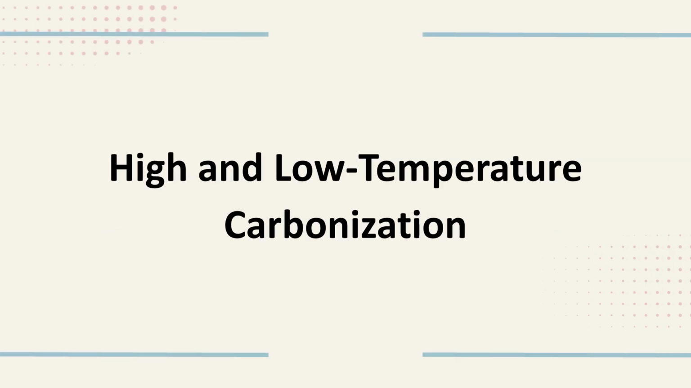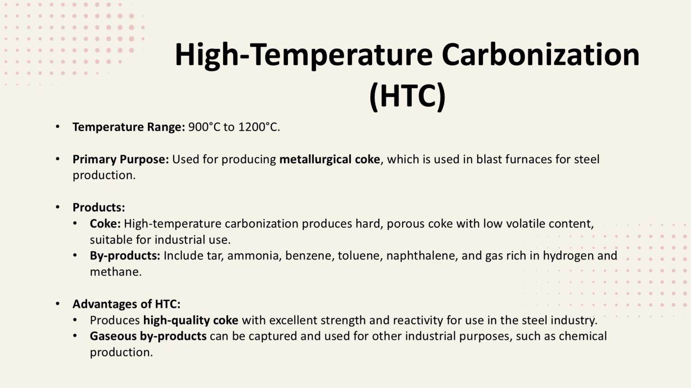Carbonization refers to the process of heating coal in the absence of air to produce solid carbonaceous residues, mainly coke, and gaseous byproducts. The process can be carried out at high or low temperatures, depending on the intended products. High-temperature carbonization, HTC, occurs at temperatures between 900 degrees Celsius and 1,200 degrees Celsius, mainly used for producing metallurgical coke, which is required in blast furnaces for steel production. This process yields hard, porous coke and byproducts like tar, benzene, and ammonia.